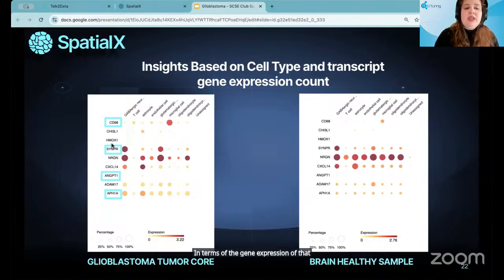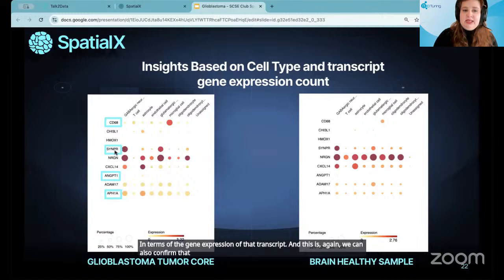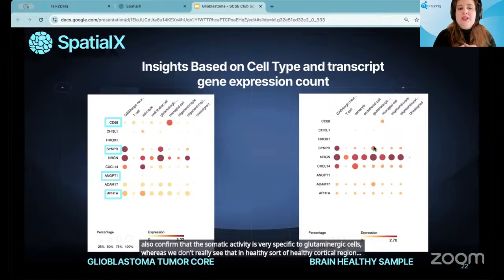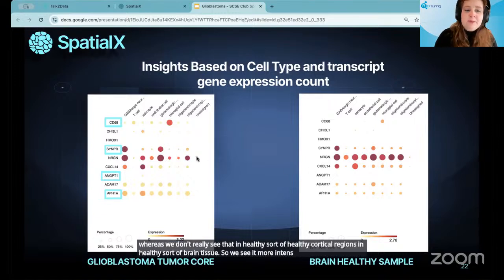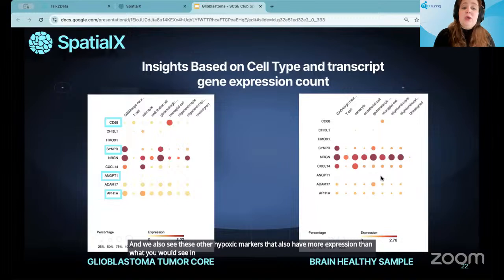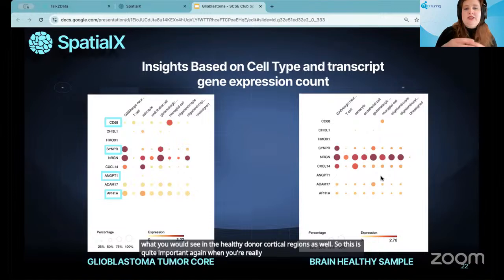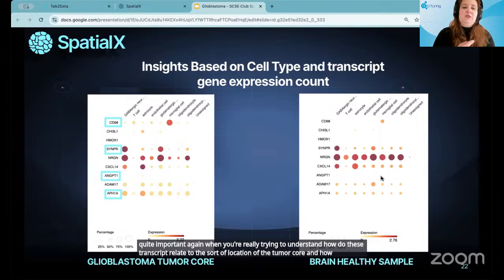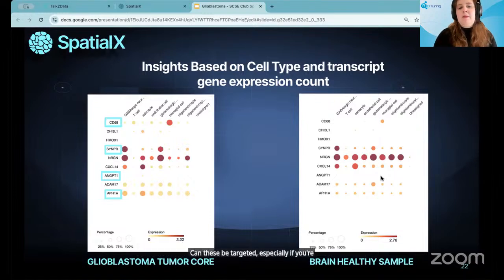And again, we can also confirm that the somatic activity is very specific to glutamatergic cells, whereas we don't really see that in healthy cortical regions in healthy brain tissue. So we see more intensity within glioblastoma. And we also see other hypoxic markers that have more expression than what you would see in the healthy donor cortical regions as well. So this is quite important when you're trying to understand how these transcripts relate to the location of the tumor core and how they can be targeted, especially if you're looking at different cell type populations in the image.